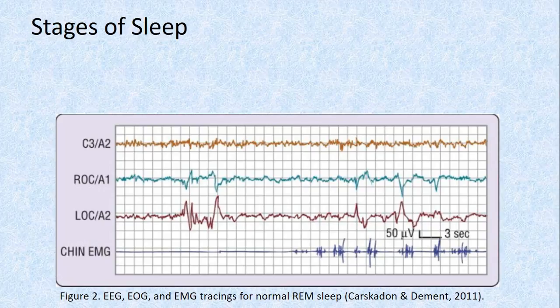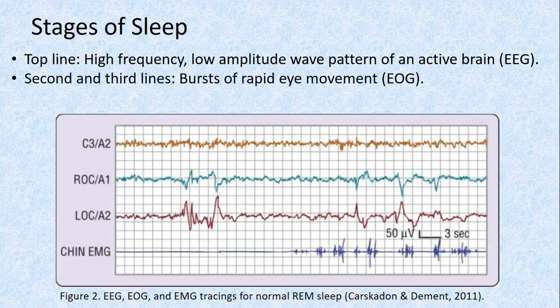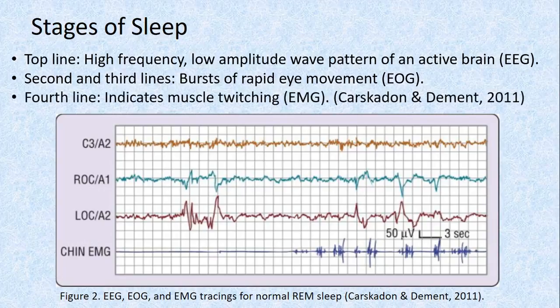This is an image of EEG, EOG, and EMG tracings for normal REM sleep. Evident on the top line is the high-frequency, low-amplitude wave pattern for an active brain. The second and third lines indicate bursts of rapid eye movement, and the fourth line shows muscle twitching. Most notably about the REM sleep stage is that mental activity is associated with dreaming, which is accompanied by muscle paralysis, presumably so that those dreams are not fully acted out through movement, although muscle twitching is common.